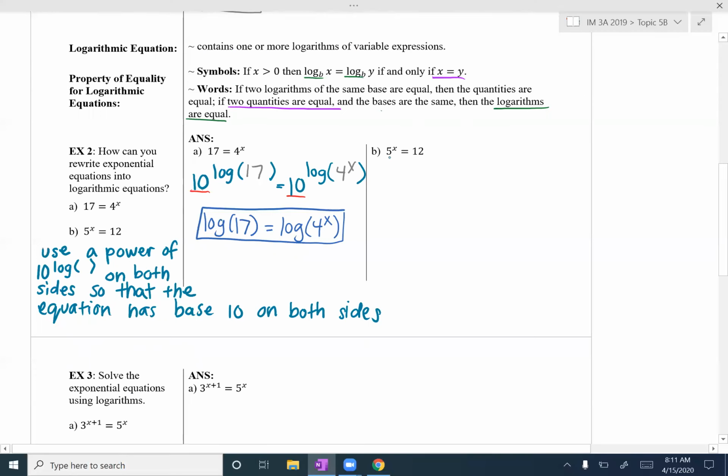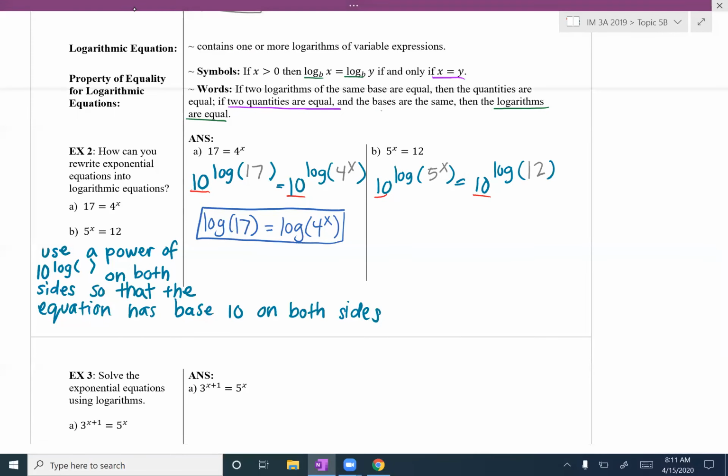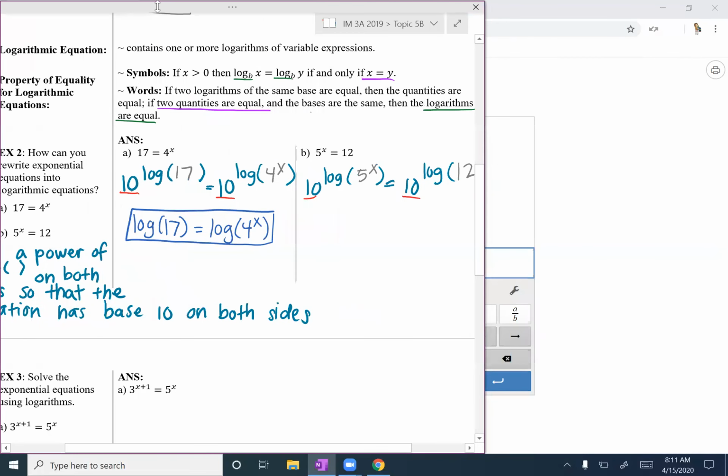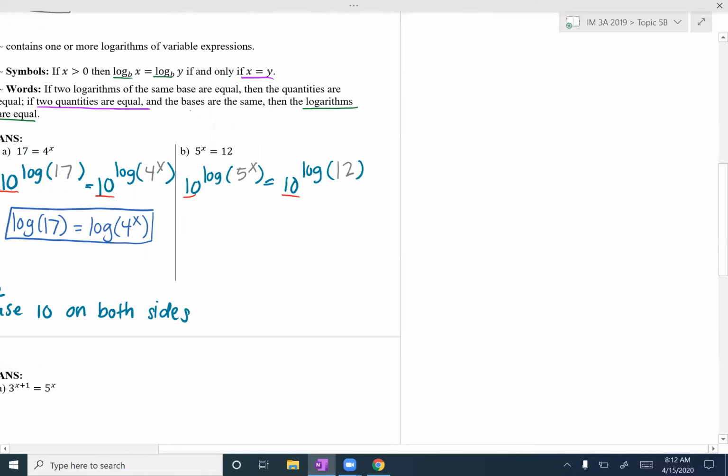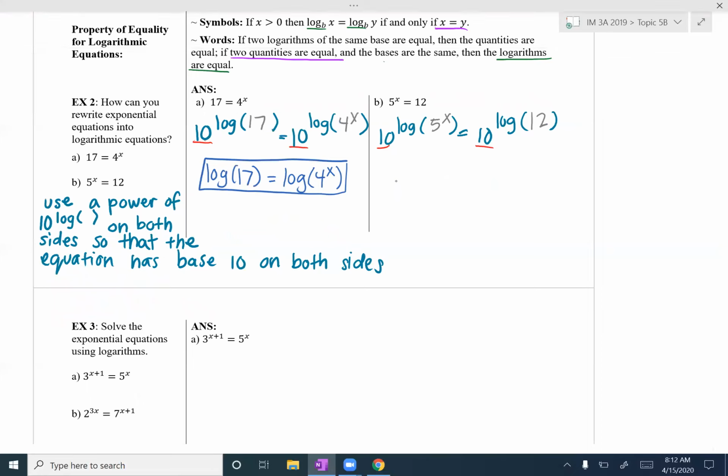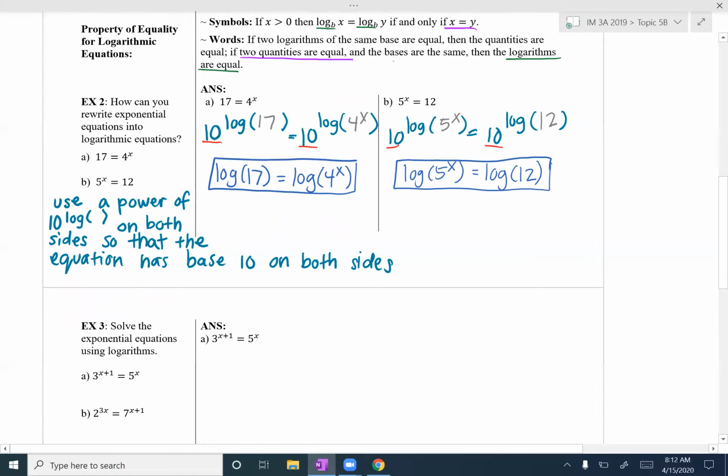So then for the next one, we're going to take 5x and 12 and replace the empty space with that in our process. So we're going to do 10 to the log of 5 to the x equals 10 to the log of 12. So they now both have a base of 10. So we can ignore those 10s, and that means that our equivalent equation is log of 5 to the x power is equal to log of 12. Okay, so this example again is just practicing with changing it into a logarithmic equation.